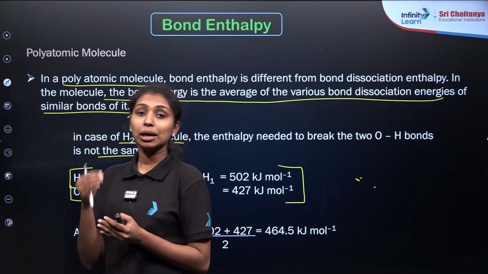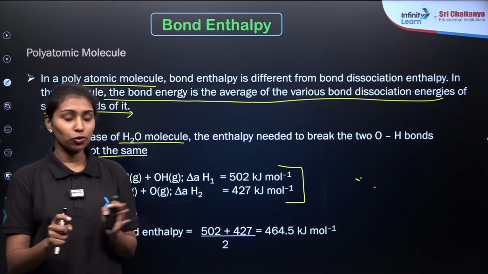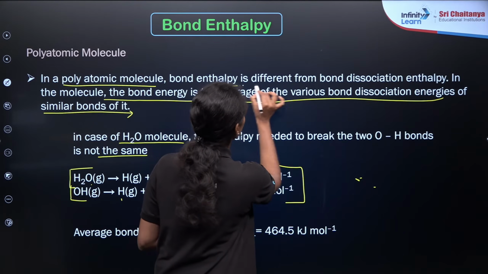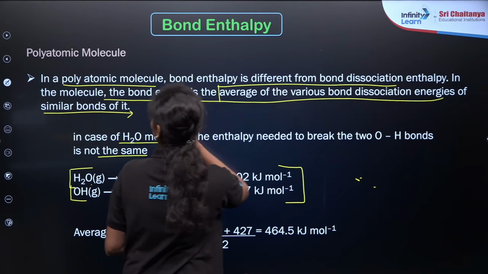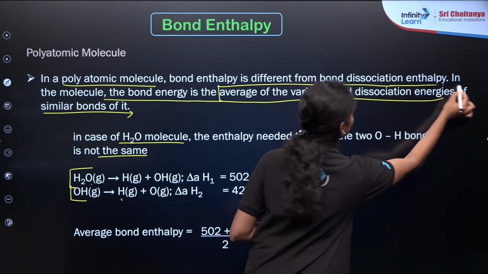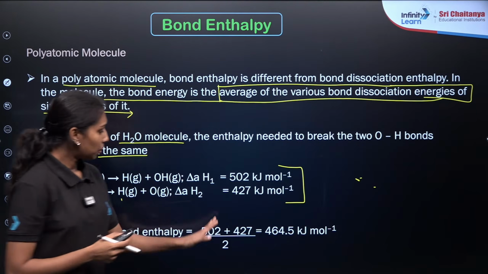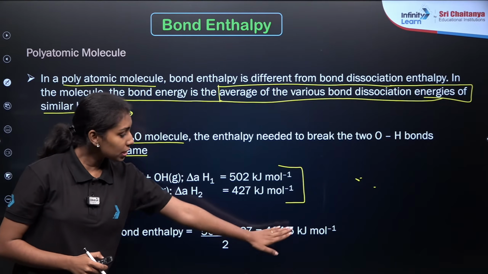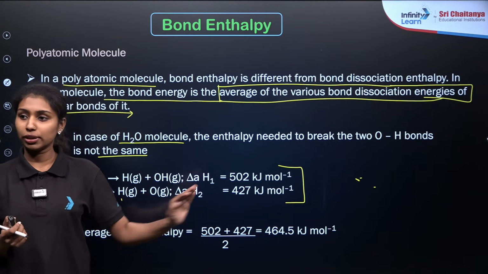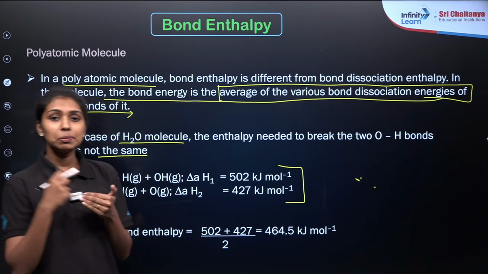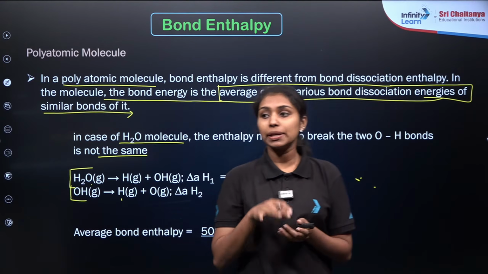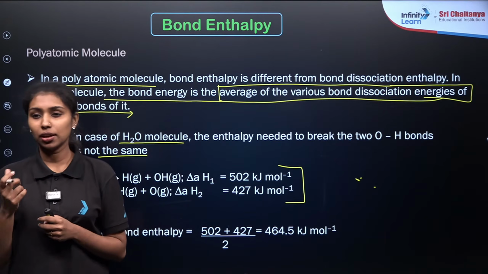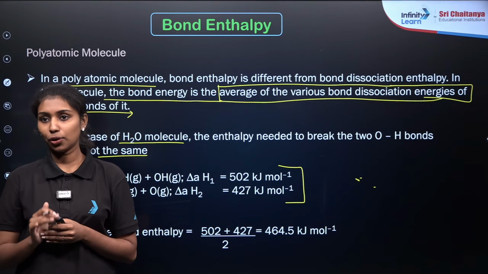If you want to find the complete or final bond dissociation enthalpy for this polyatomic molecule, we need to take the average of the various bond dissociation energies of the similar bonds. So the average, 502 plus 427 divided by 2, is equal to 464.5 kilojoule per mole in the case of the water molecule. Similarly, for any other molecule, it depends on the bond dissociation energy for the different steps. I hope you understand.